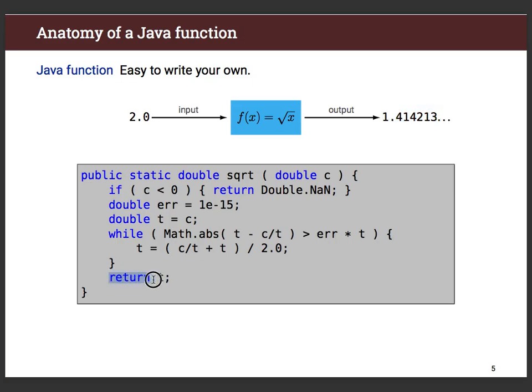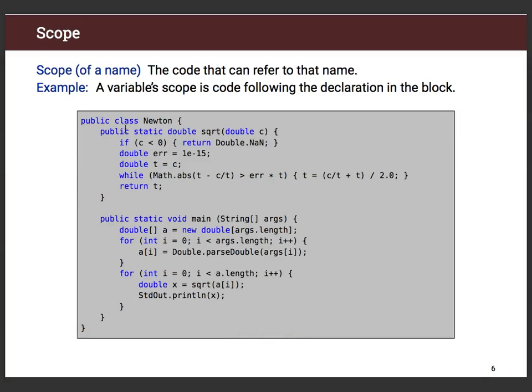When Java executes the return statement, return some expression, it'll stop the function immediately. So if I put this right at the top, Java would hit the return and say, okay, now we're done. This function has returned the value. I'm going to stop executing all the other statements. This is a definition of square root. Let's see how we use it.